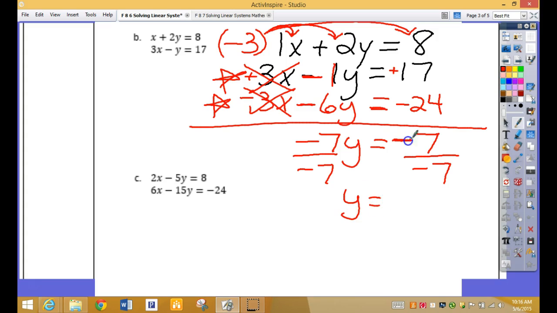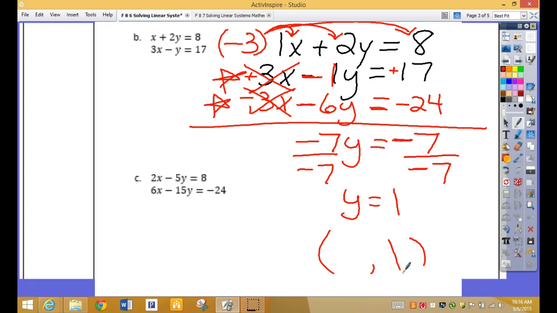Y equals a negative divided by a negative is a positive. 7 divided by 7 is 1. So is that my first or my second? Second. My second, our ordered pair number is 1.